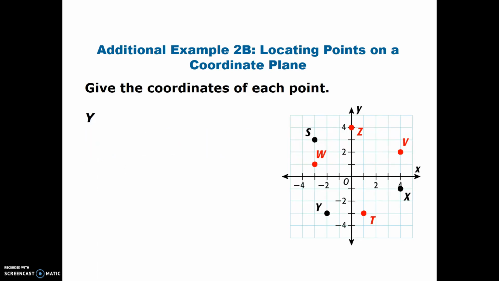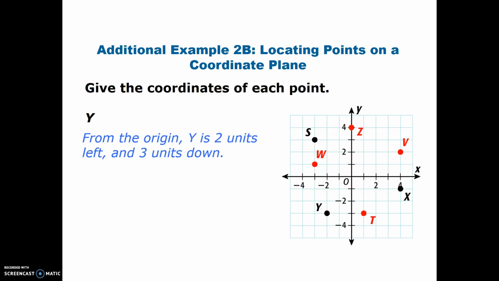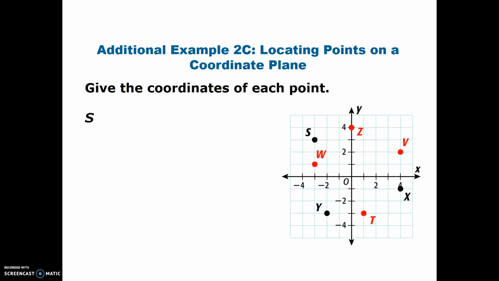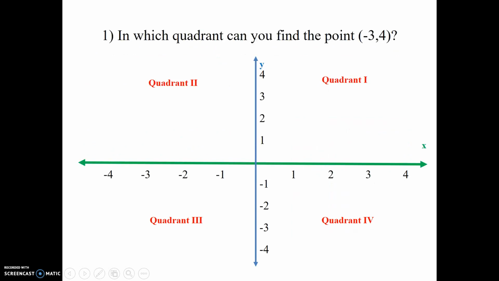Try Y. So from the origin, I would take 2 units to the left and 3 units down. So my ordered pair would be -2, -3. Let's do a little practice with quadrants. In which quadrant would you find the point -3, 4?